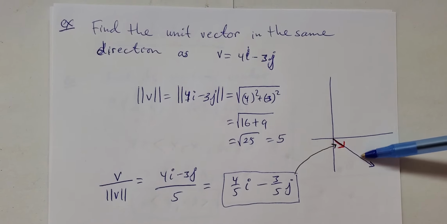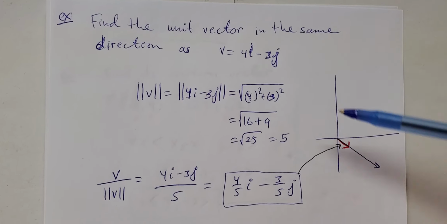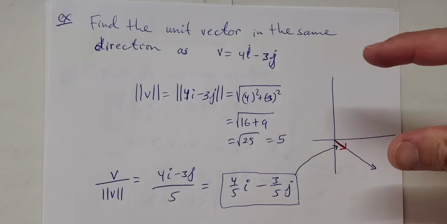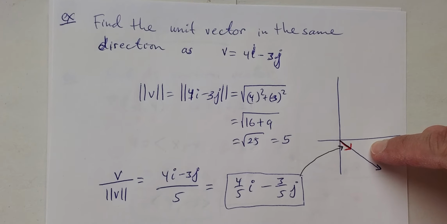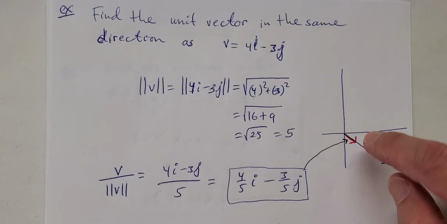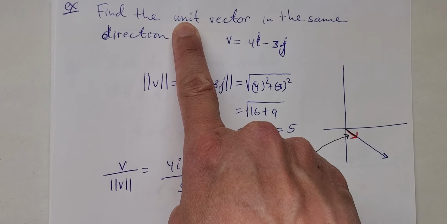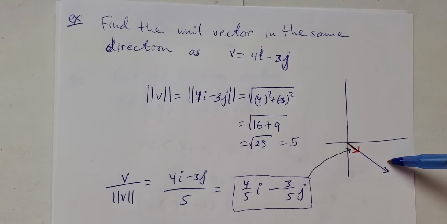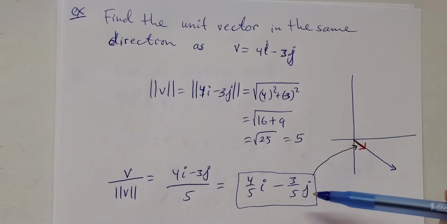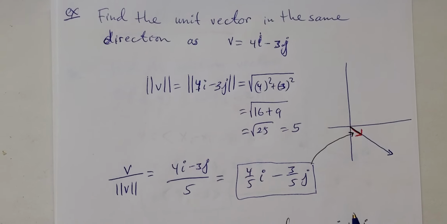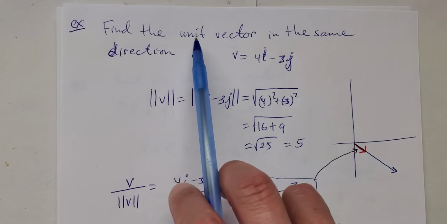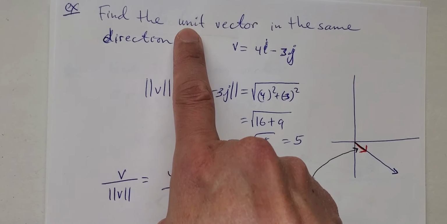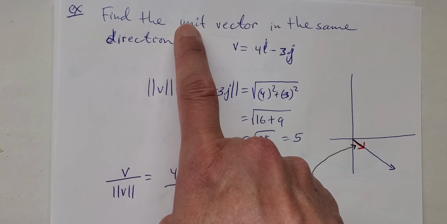The blue line is the original vector. The one in red is the unit vector. Again, think of a unit vector as taking the original vector and shrinking it down to 1 unit. That's why it's called a unit vector. The blue line is the original vector and the red line is the answer that we need.